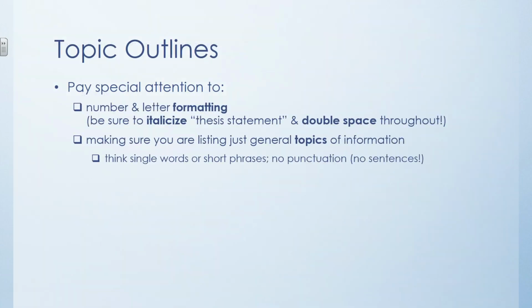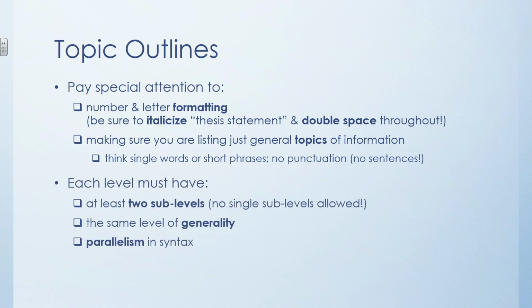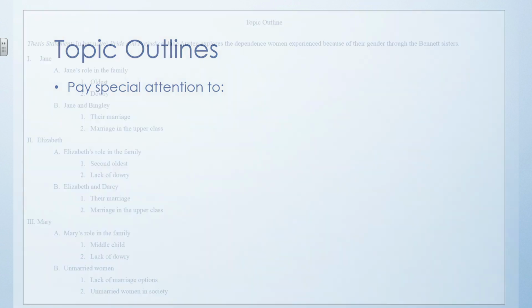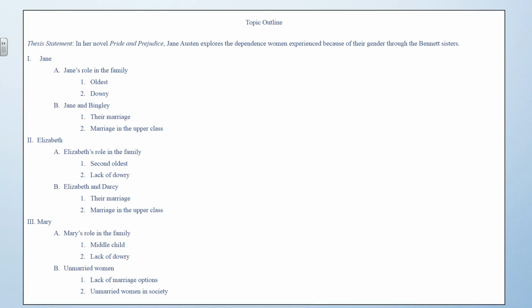Make sure that you are listing just general topics of information. Again, think single words, think short phrases. There should be no punctuation because there should be no sentences. Each level must have at least 2 sublevels. So if you have a 1, you have to have a 2. If you have an A, you have to have a B. You also need to have the same level of generality and parallelism in syntax. And again, you saw that back here, how everything is very similar and parallel with one another.